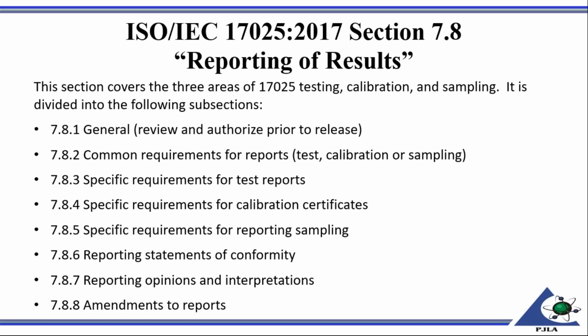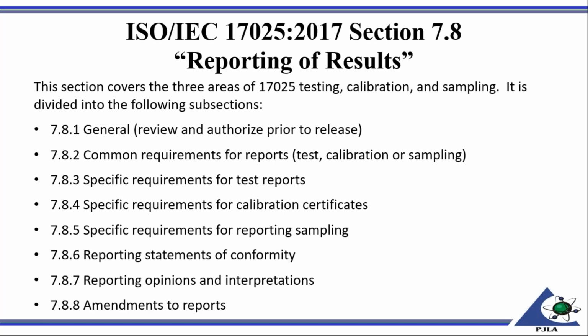Now, the following subsections are 7.8.1 general. Generally this covers the review and authorization prior to the release of the results. We're going to cover these specifically as we go. This is more just an overview of all the sections that we're going to cover. 7.8.2, the common requirements for reports, testing, calibration, and sampling. The requirements in section 7.8.2 are the requirements for all. It is the universal requirements for any reporting of results, either testing, calibration, or sampling.